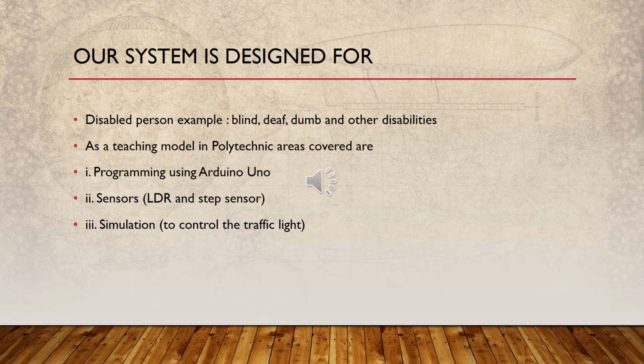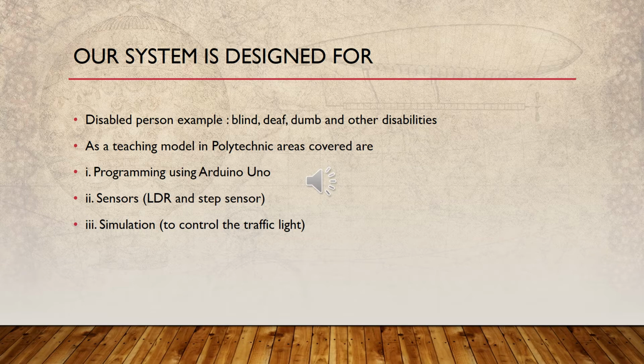Our system is designed for disabled persons, for example the blind, the deaf, the dumb, and persons with other disabilities. We can also use this as a teaching model in Polytechnic. And the areas that we can cover by using this system is programming, especially using Arduino Uno, for students who will undertake projects during their final semester.